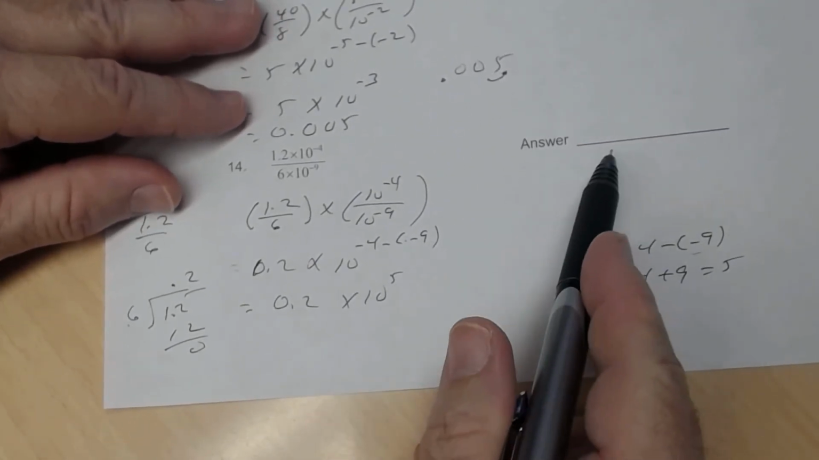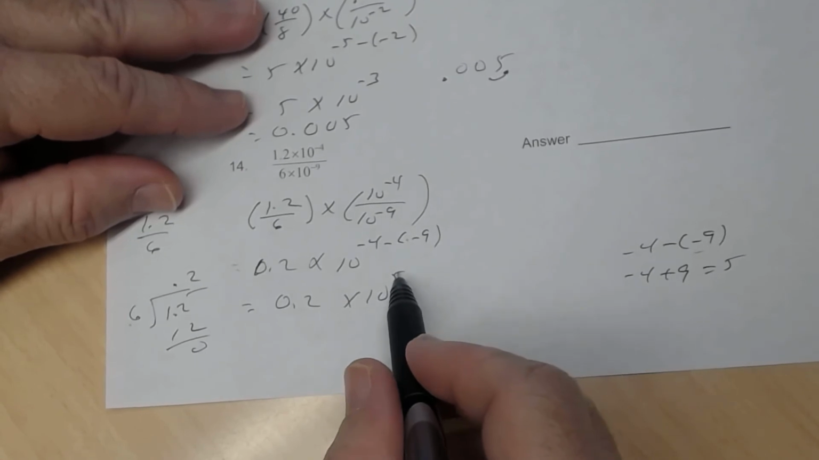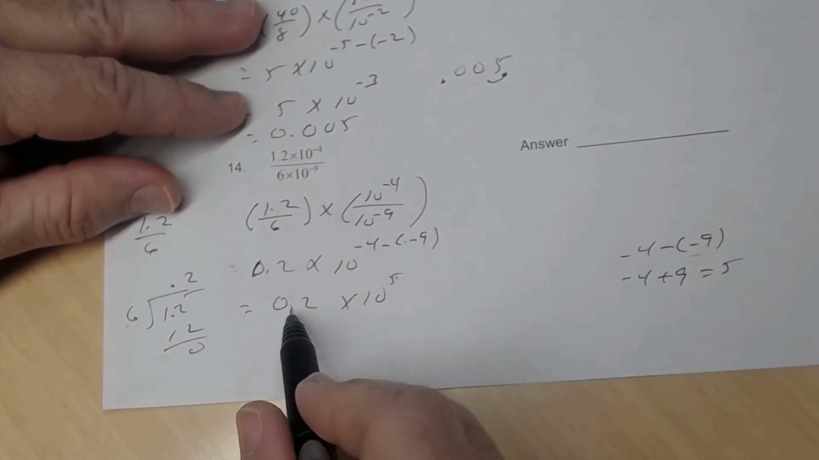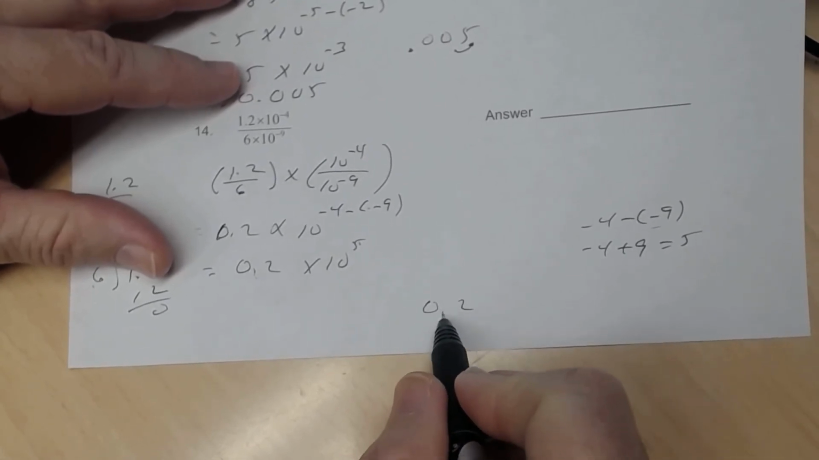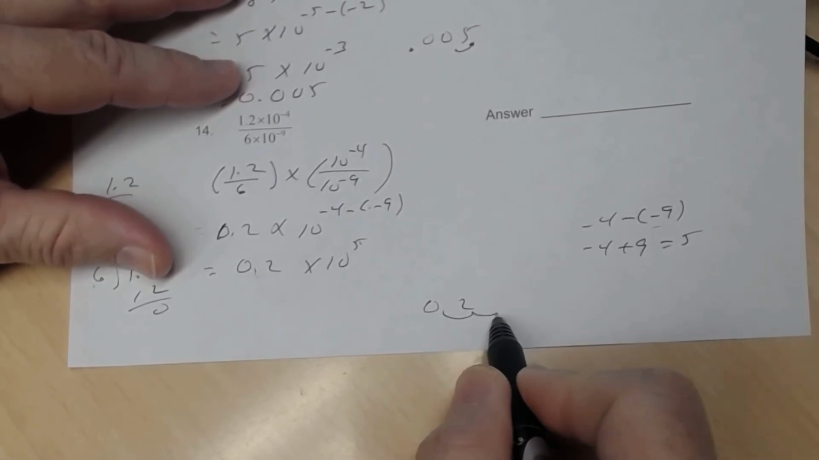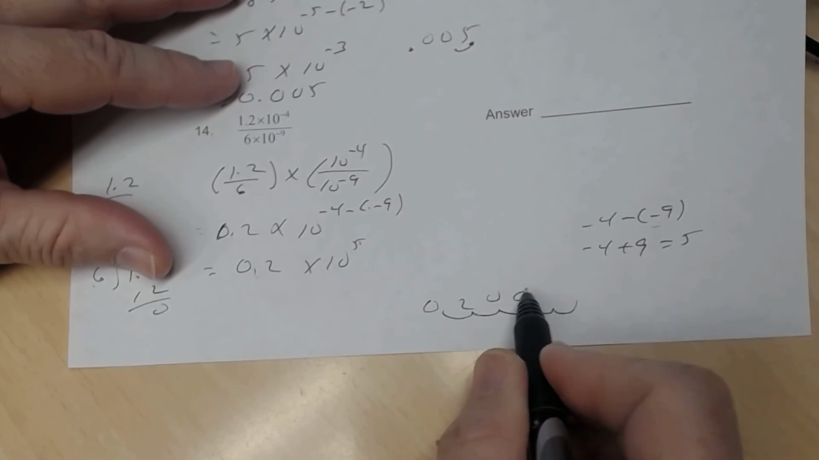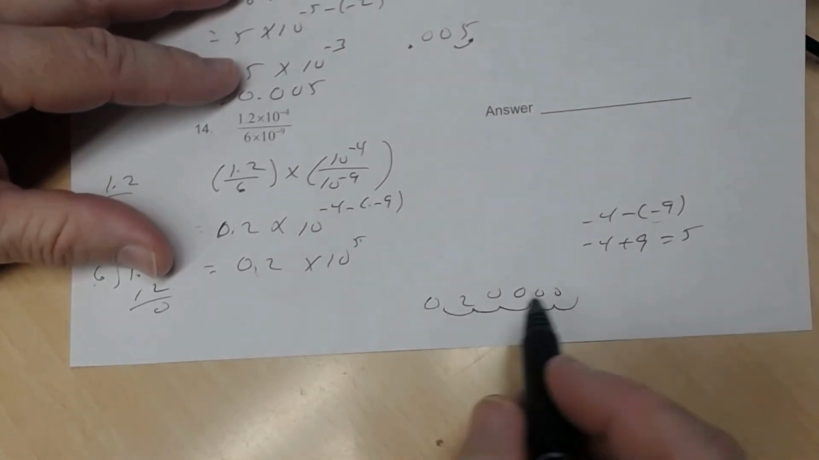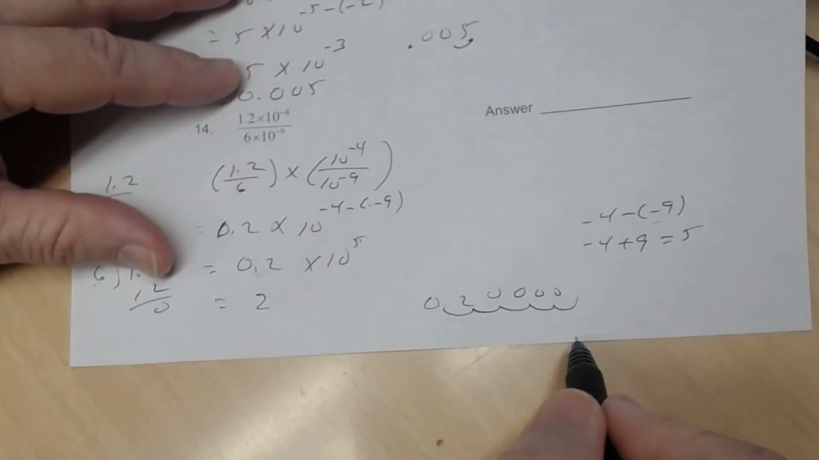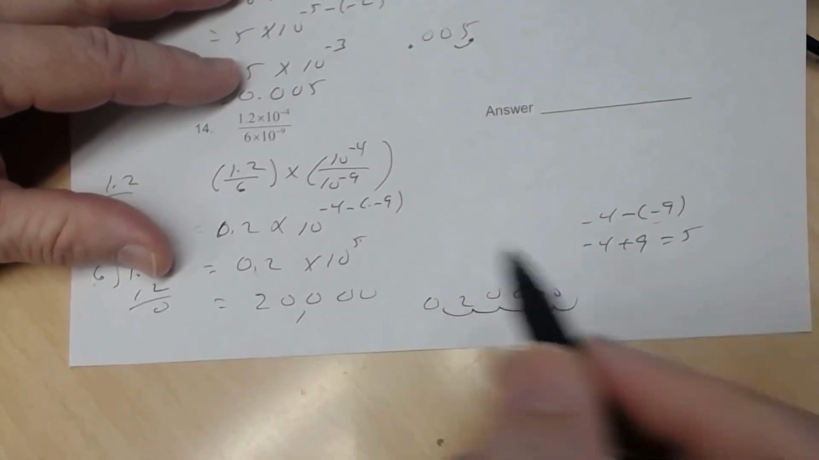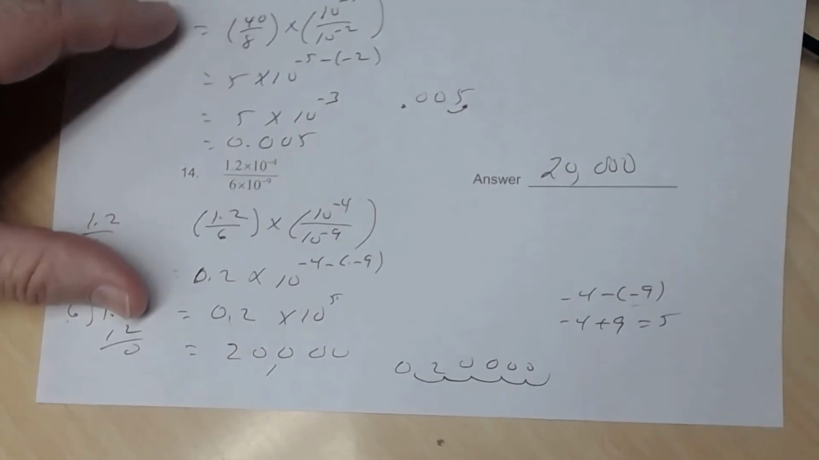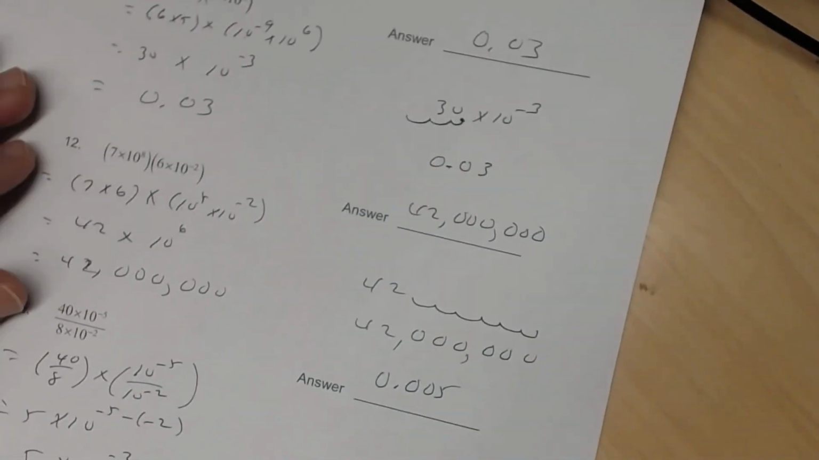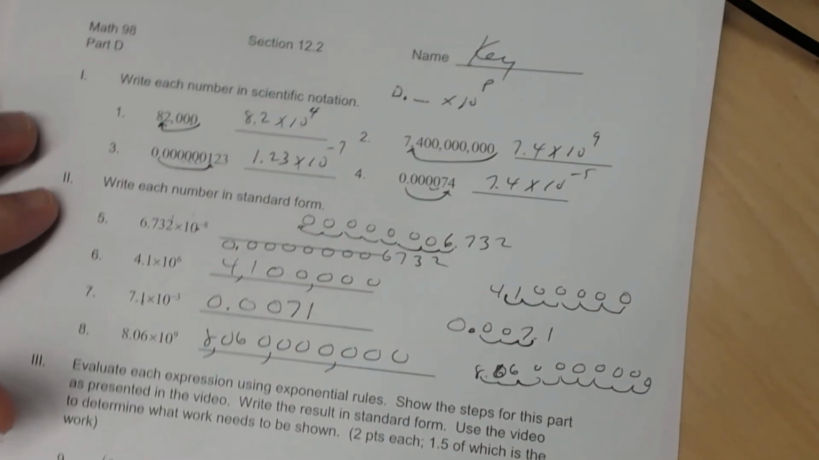All right, now we got to write it in standard form. So this exponent is positive, so that means I'm going to go 5 units to the right. So here's what I have so far. That's what I have. So I'm going to go 1, and then 4 zeros. 1, 2, 3, 4. Okay, so this is 2, and then 4 zeros. 1, 2, 3, 4. So that's 20,000. Okay, so that was worksheet D on scientific notation.